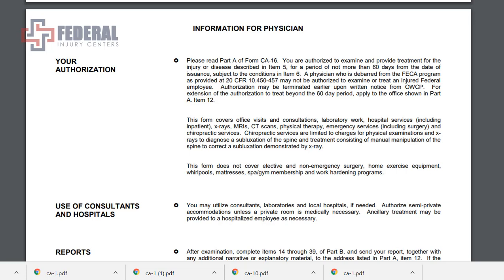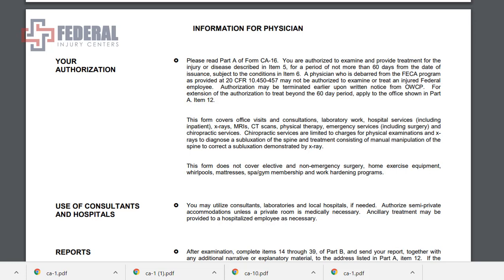This form is going to make sure that you don't have to come out of pocket for any of the services that you need because of your work-related injury. If you don't have it, you'll be required to pay co-pays and file under your personal insurance until your case is accepted. Unfortunately, but fortunately for you, that's not what the law states. The law states that you're covered by Form CA-16. It's your absolute right to have it.